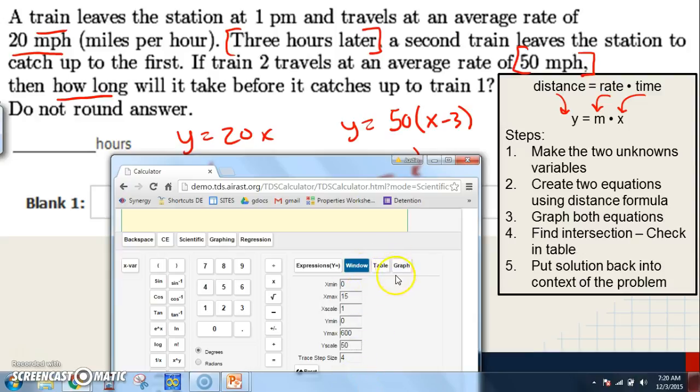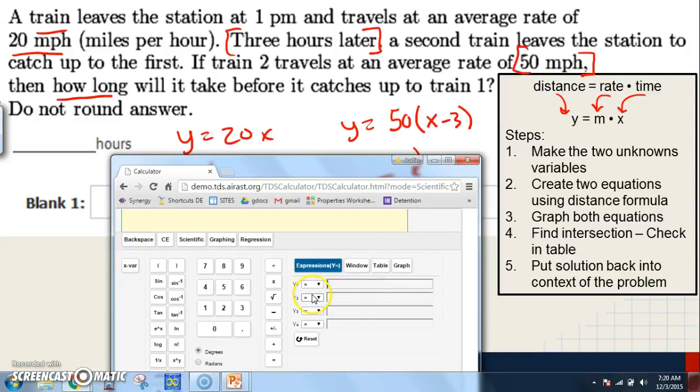50 is good for me. So now we can go and type in our two equations. The first equation, for train 1, we had y equals 20, and our x variable is over here. And for the second equation, we had y equals 50, and then we got these parentheses, so we don't have to distribute. We'll just let the calculator do the hard work for us. Boom. No distribution. That is fun.